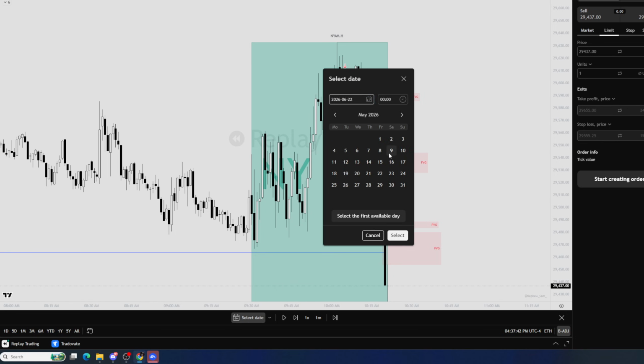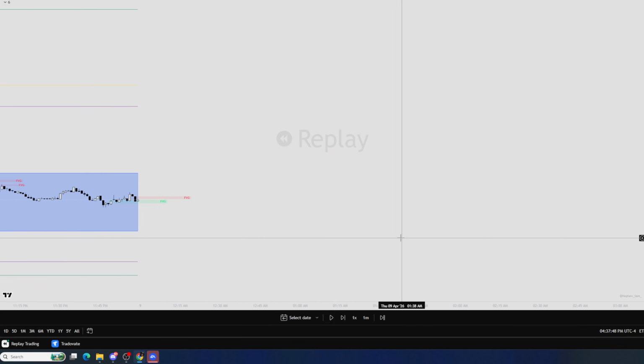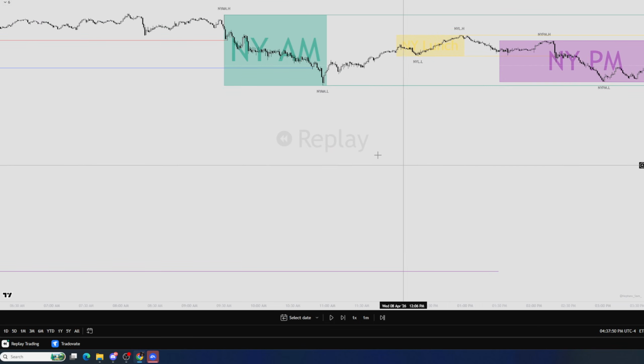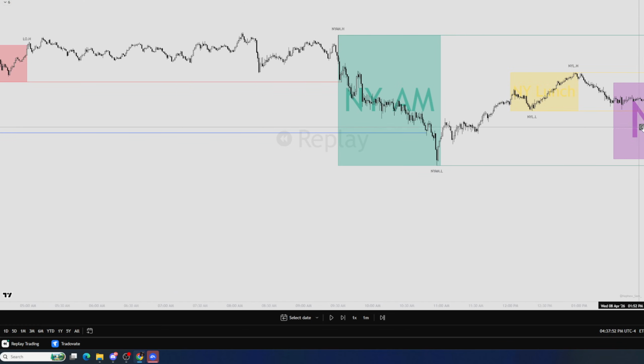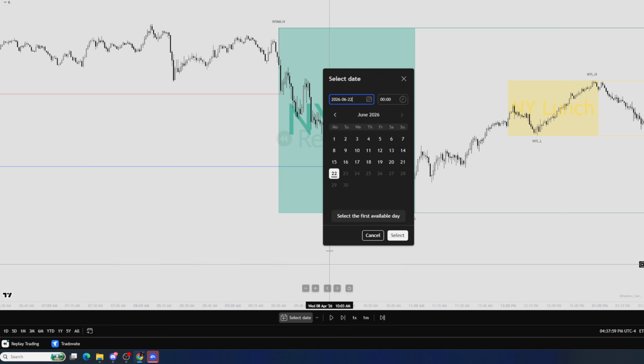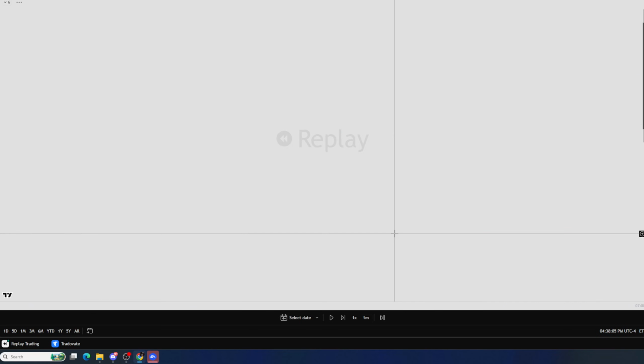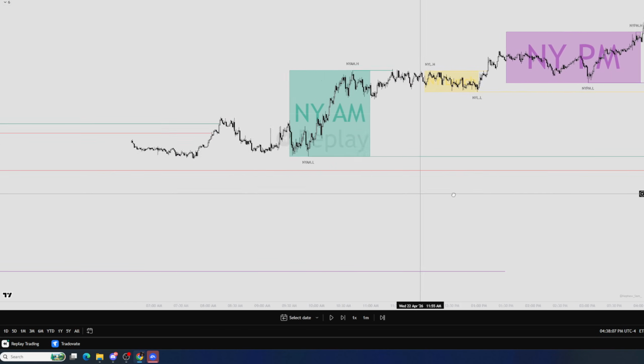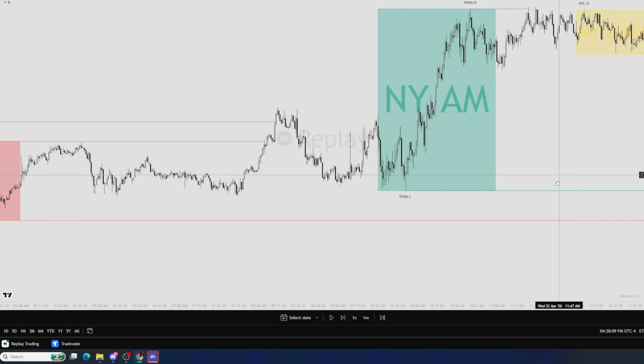Let's do like 2 more days. Let's do April this time. April price action was not the best for me, I'll say that, but it was just no trades at all. I don't think I want to trade this day. This day was terrible. Let's do April again. April did not have any good price action. Same for March too.